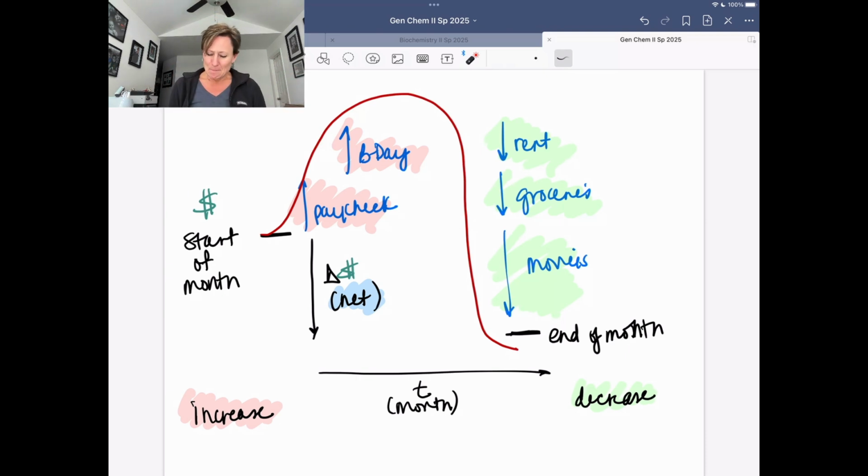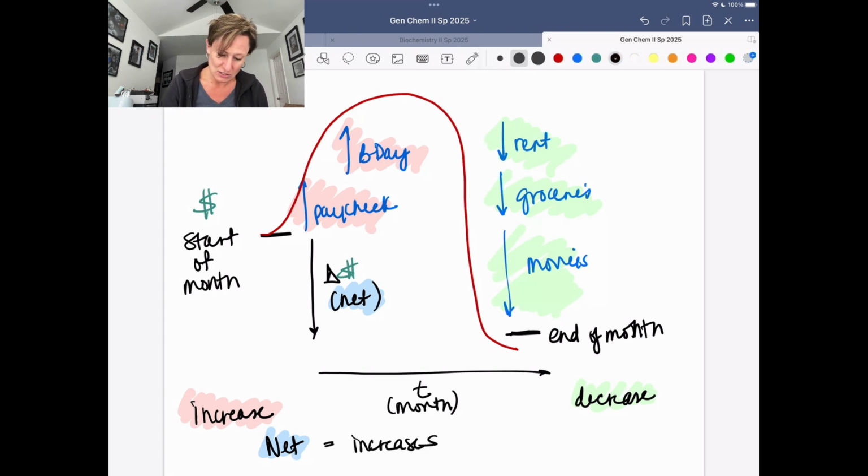Okay, the main thing that I want to highlight here is if you want to figure out the net of your bank account at the end of the month. The net of my bank account at the end of the month is really a sum of things that added to my bank account, which we're going to call our increases, and the things that decreased my bank account. So we've got decreases to our bank account.